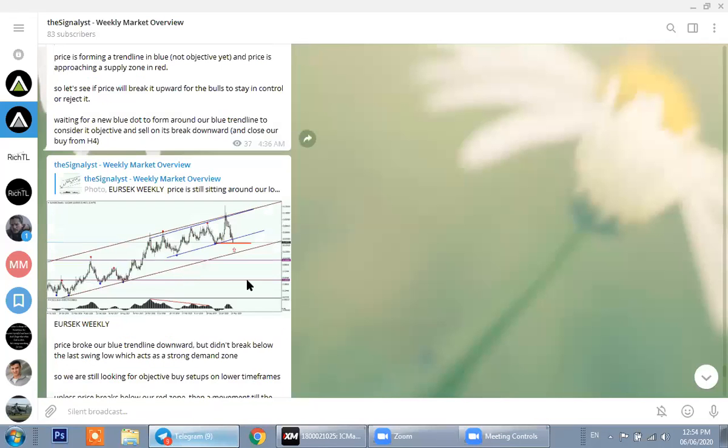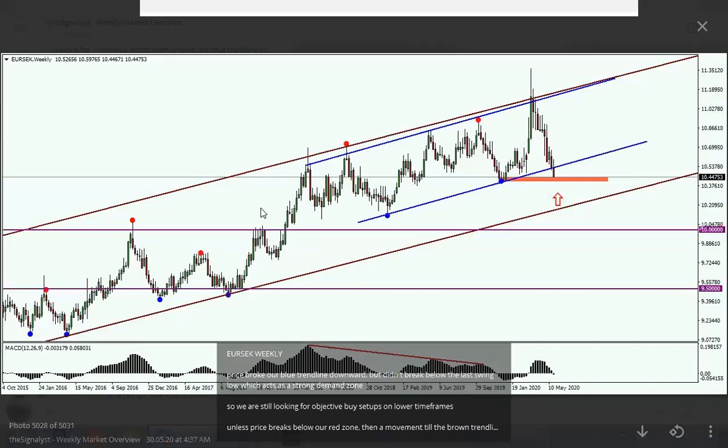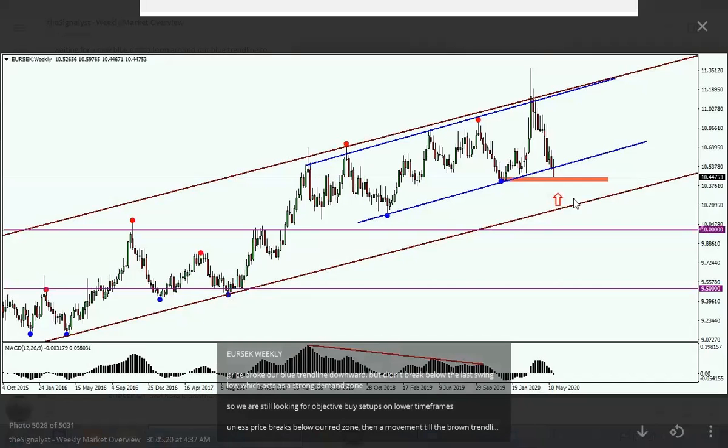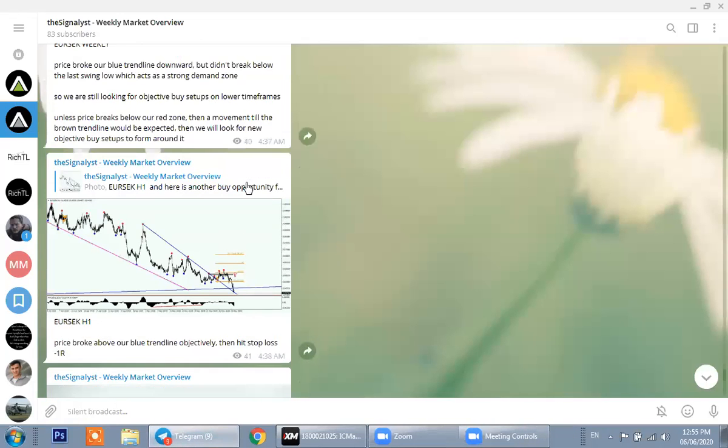On EUR/SEK, our last exotic pair, price was trying to break below our last swing standing. It's not exactly a last swing standing as it's a trend line from weekly. So we can draw it from two swings only, and we will not enter sell on it. It's just for overall direction. So we were looking for buy opportunities around here. Unless price breaks it downward, then a movement till our next brown trend line would be expected.